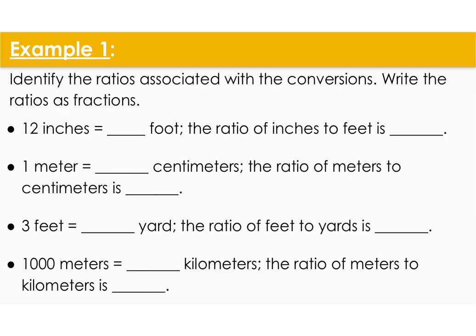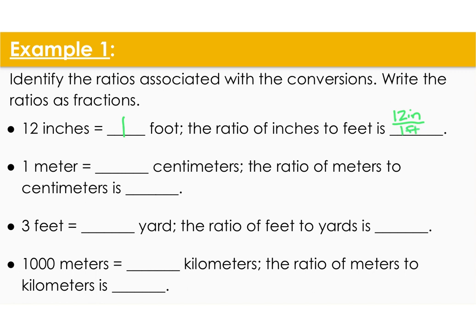Identify the ratios associated with the conversions. Write the ratios as fractions. So 12 inches equals 1 foot. The ratio of inches to feet is, it wants us to write it as a fraction, so 12 inches to 1 foot.